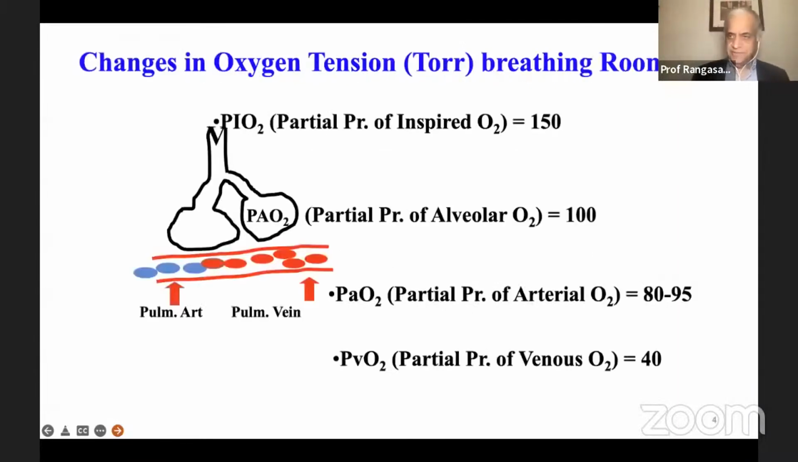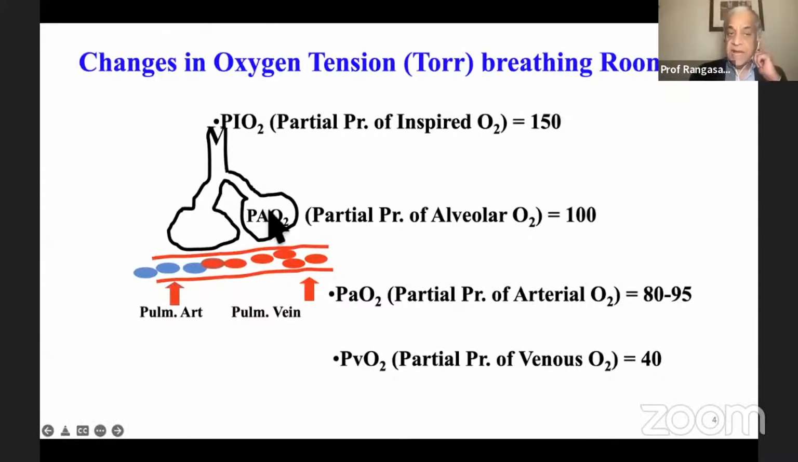This is my cartoon. You have seen Dr. Satyan's infographics. I'm nowhere near that. I do something like this when I teach my fellows in the conference. So you need to look at the oxygen tree. When you're breathing room air, the PiO2, partial pressure of inspired oxygen at sea level, is 760 minus 47 times the FiO2, which is about 150 millimeters of mercury.